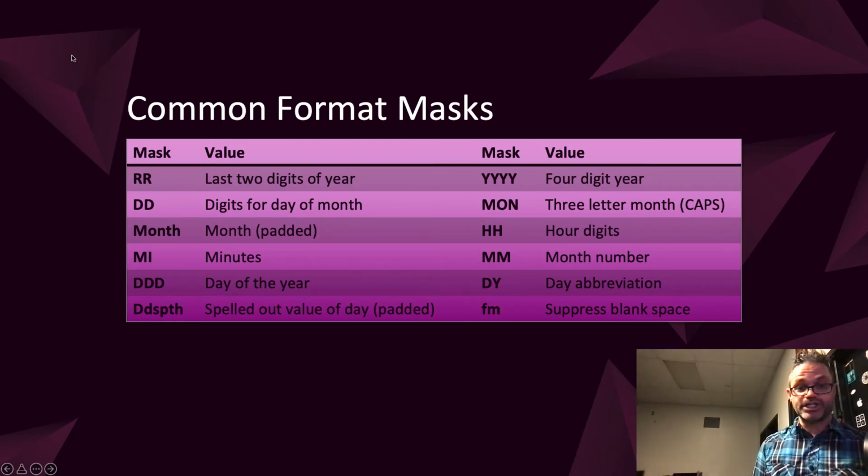We have DAY for the day of the week spelled out, and it's a padded value. Keep that in mind. We have MI for minutes, DDD for the day of the year, DD for the two-digit day of the month, and that's also padded. YYYY for a 4-digit year, capital MON for the caps version of the 3-letter month, HH for hours, MM for the month. That's pretty different from the MI, I know. This is where the big confusion I was just talking about comes from. DY for the abbreviated day, and then FM to suppress blank spaces on those other format masks. So that one can be combined with other format masks to get something different. Keep that in mind when doing some of your projects.